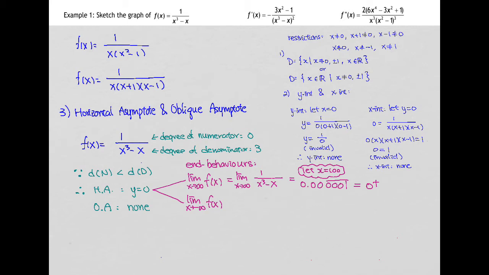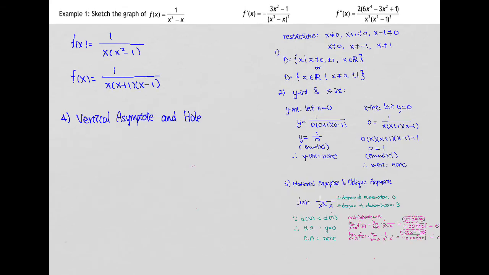On the left end, when x approaches negative infinity, we're going to let x be negative 100 to see what happens to the y values, and we substitute this x value into the function to calculate for y. You will see the y value is going to be negative 0.000001, which is also almost 0, but below 0. So we write down 0 minus.